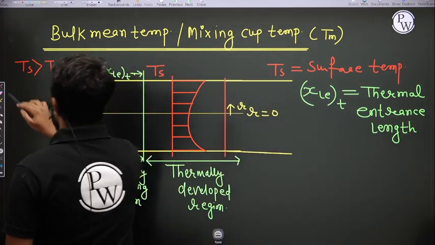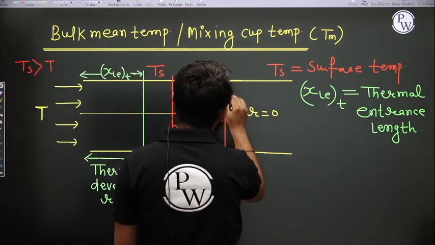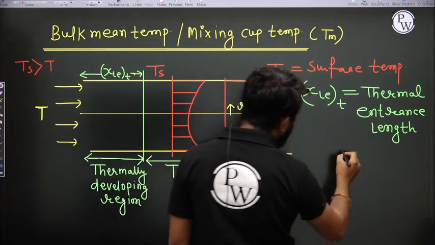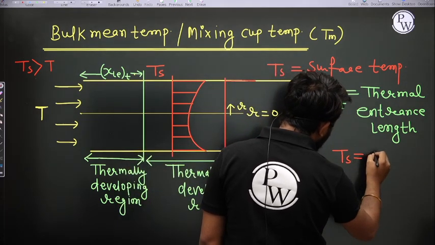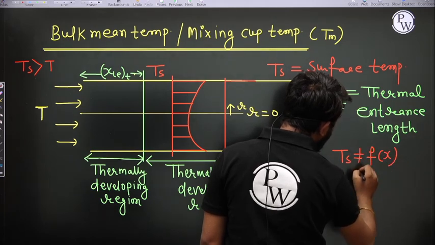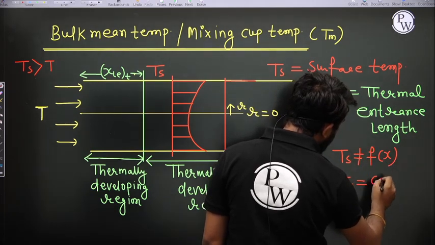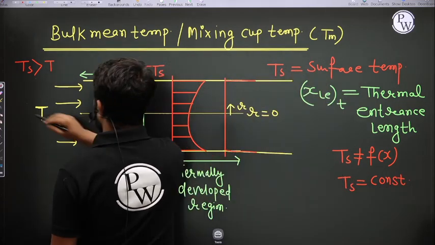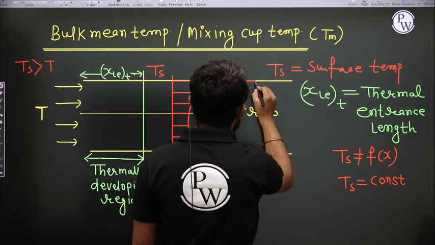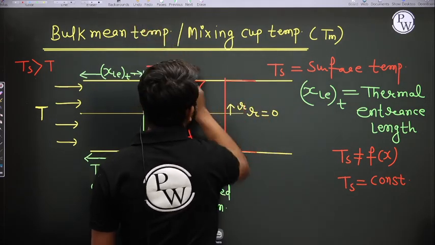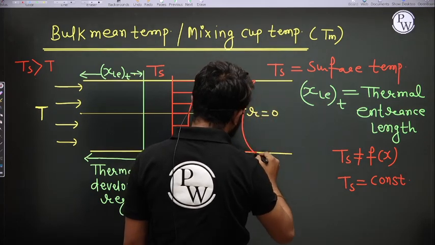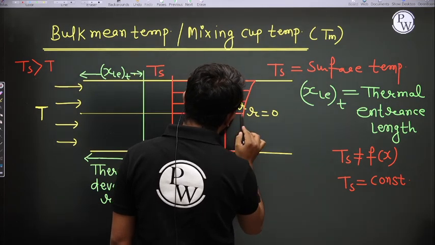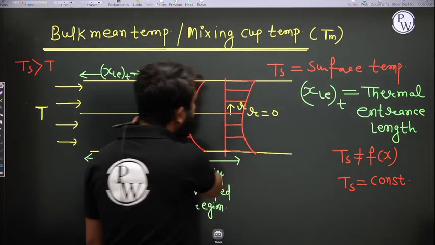Okay. Now see, at this particular section, again this is Ts. I'm assuming here Ts is not a function of x. I'm assuming Ts is constant. So at this particular section, this is the velocity profile.